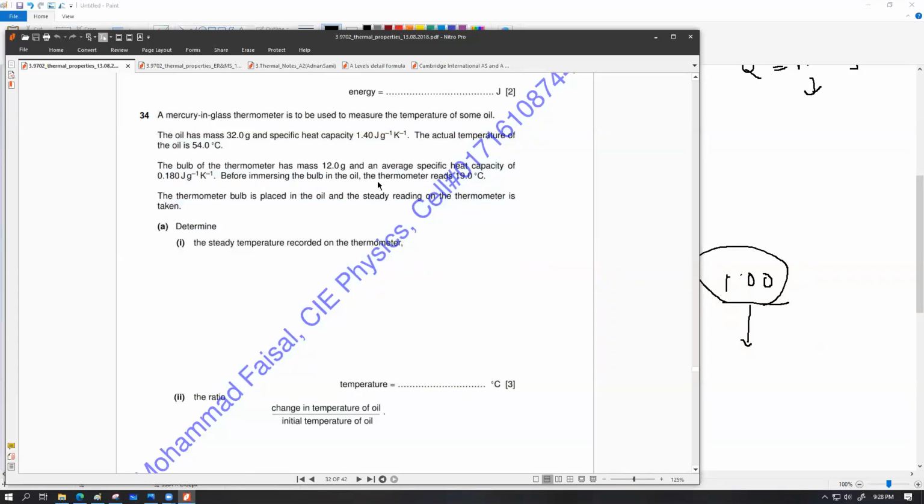Mercury specific heat capacity koi? Before immersing the bulb in the oil, the thermometer temperature reads something. The bulb of the thermometer has a mass and an average specific heat capacity.